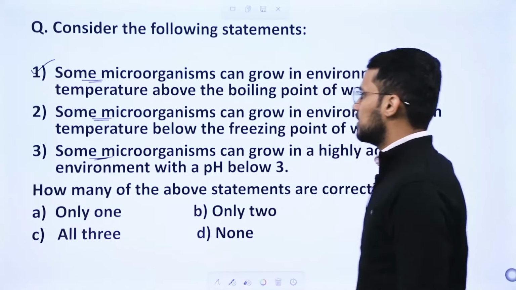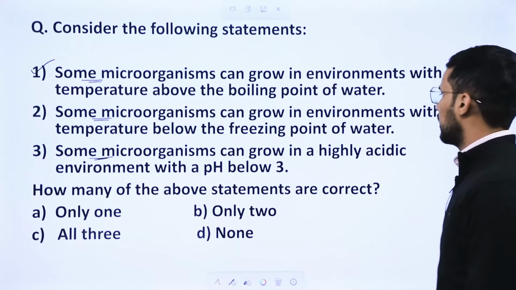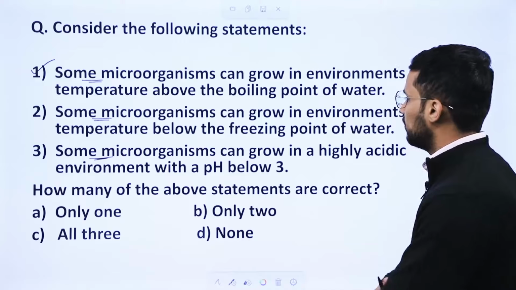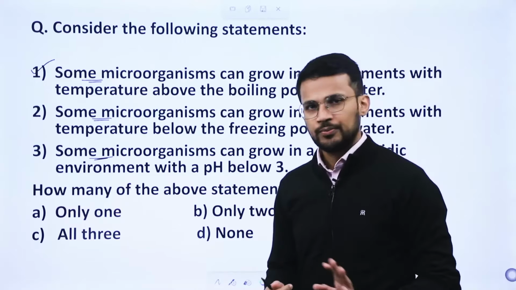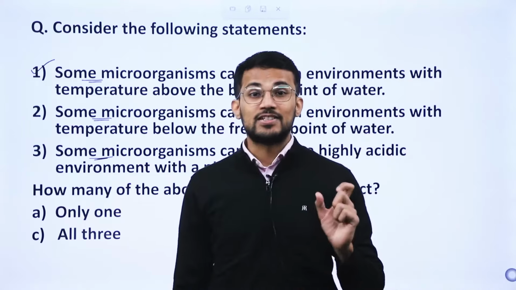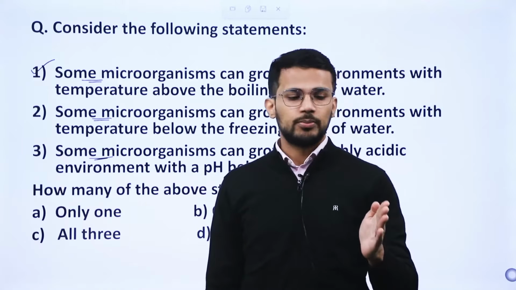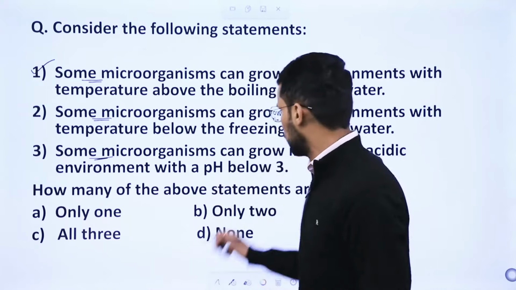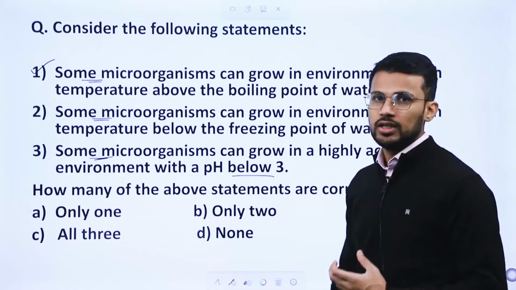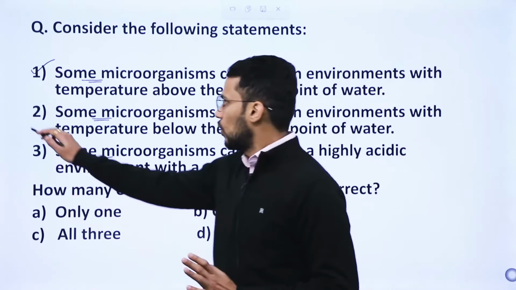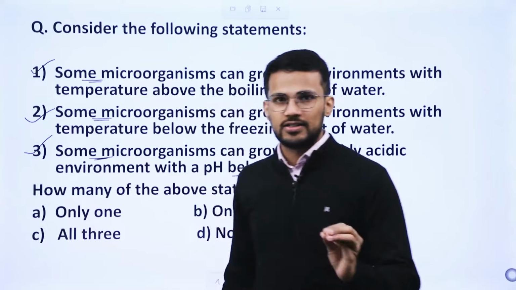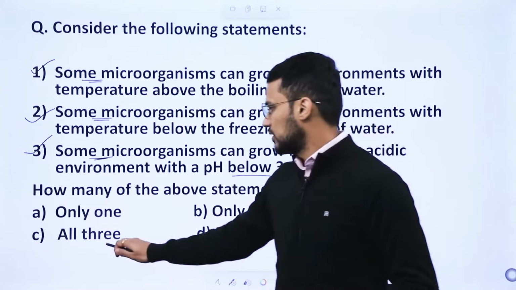Third, some microorganisms can grow in a highly acidic environment with a pH below 3, right. So, that is also a correct statement. Acidophiles are the microbes which can tolerate pH values between 1 to 5. The question is asking about pH below 3, and that is a possibility. So all three statements are correct, and that's why the answer to this question is all three.